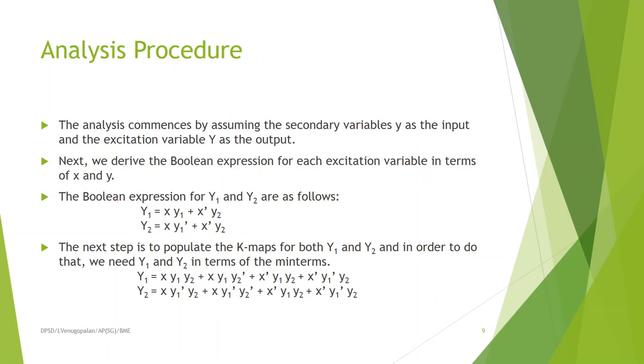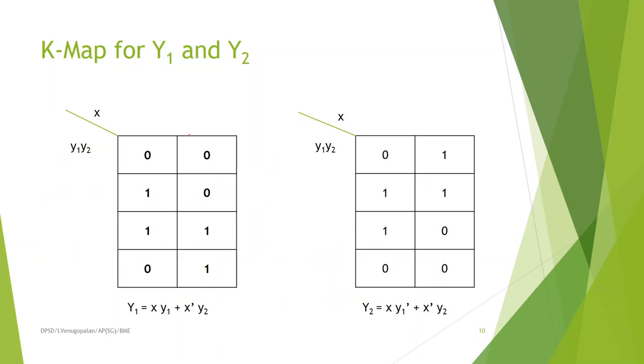Now the next step is to write y1 and y2 in terms of the minterms. So I have written that. And finally, voila, I have the K-map here. So I have populated the K-map for both y1 and y2. And then from this I have to construct the transition map.